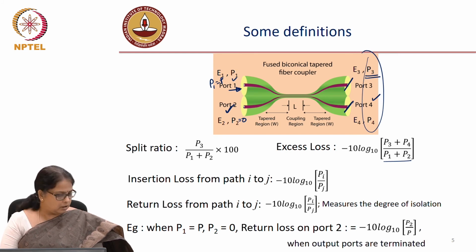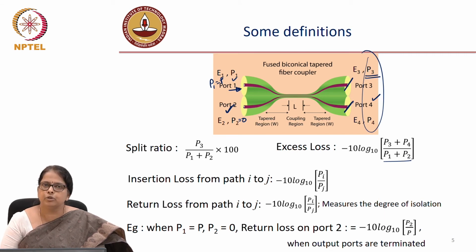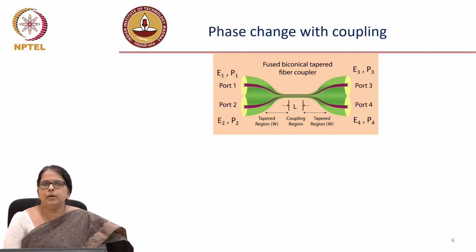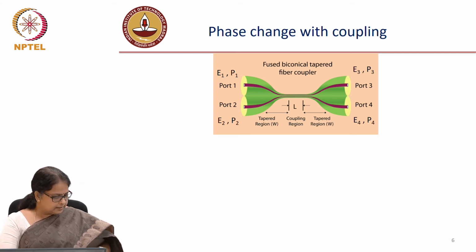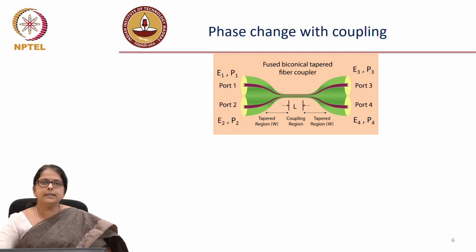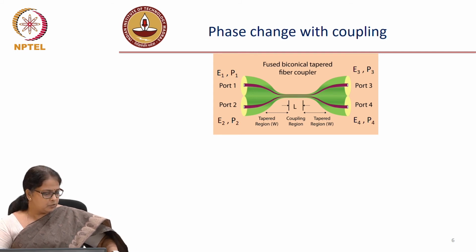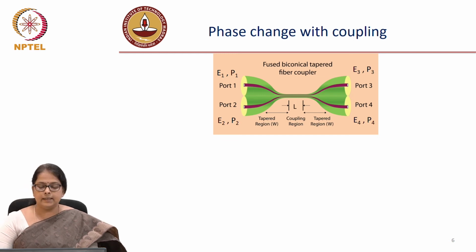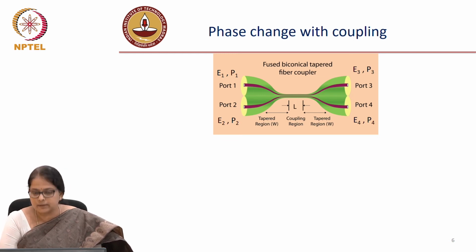Those are the common parameters that you should always look for: a large value of return loss and a very small value of excess loss. The other important aspect that you need to think about, especially when you are trying to use phase modulated data, is that in the whole process of making this directional coupler, if you do the math in detail, which we are not doing right now, I am just showing you the result, you will realize that there is a phase change with coupling.